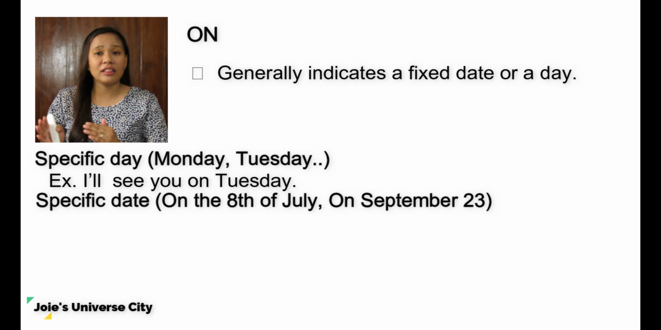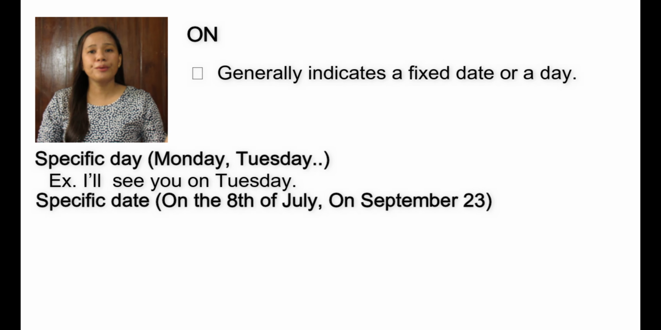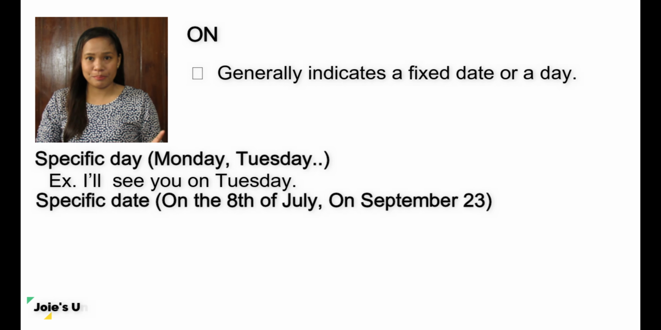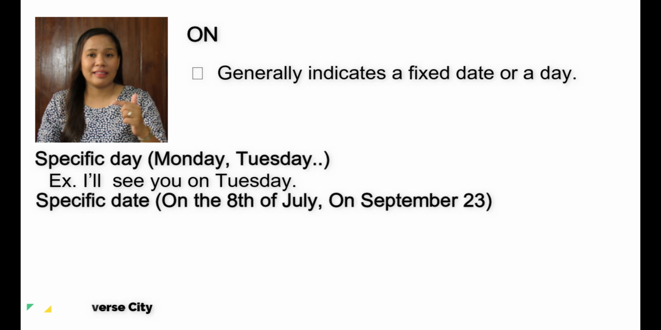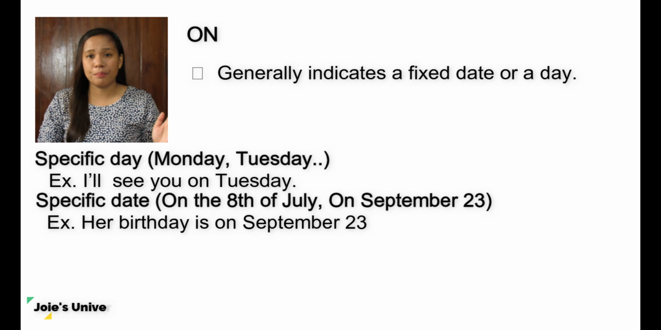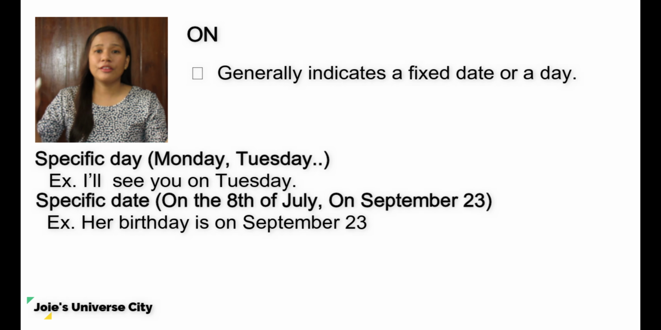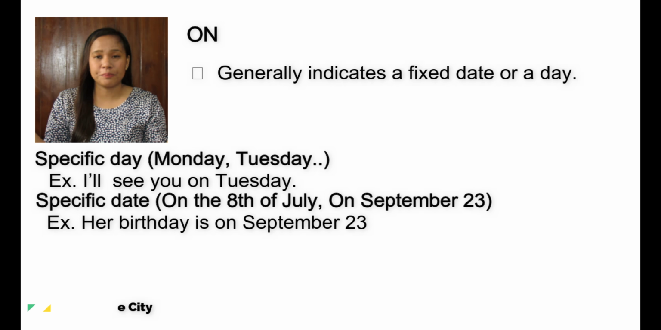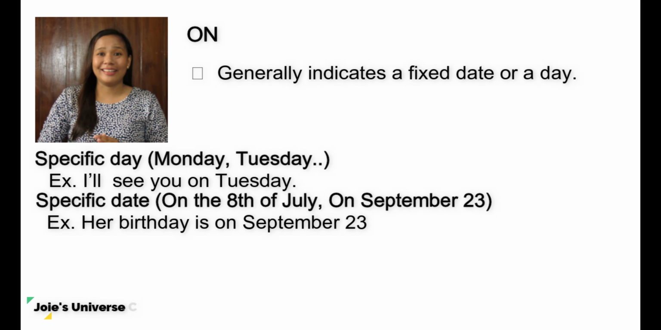Kapag meron na pong date yung month, okay, ang gagamitin na po natin ay on na po. So, kanina sinabi natin, her birthday is in September. But this becomes different when you already figured out a specific date. Kapag meron na pong date like that of the 23, then you would say, her birthday is on September 23. So, her birthday is in September and her birthday is on September 23. Alright? I think yan po yung example natin kanina.